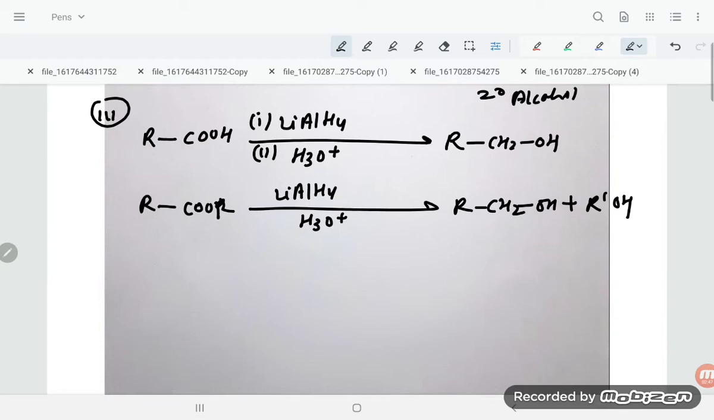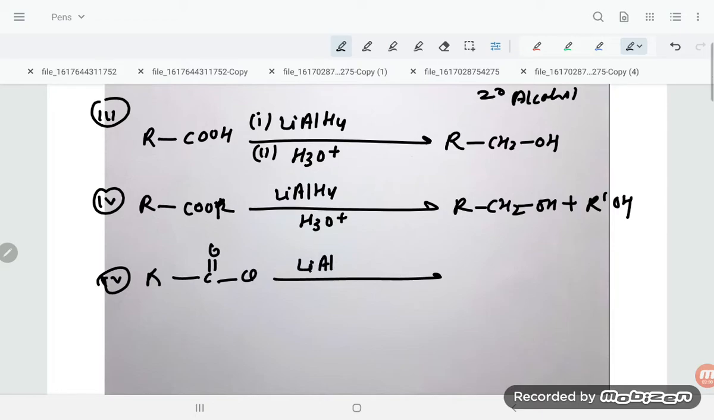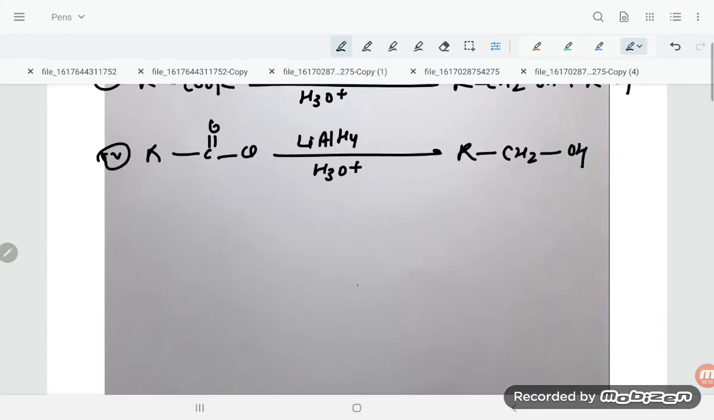Suppose you have acid chloride, the fourth method. Here we have RCOCl, and you treat it with LiAlH4 and H3O+. So see what compound you get. It will give RCH2OH, student.